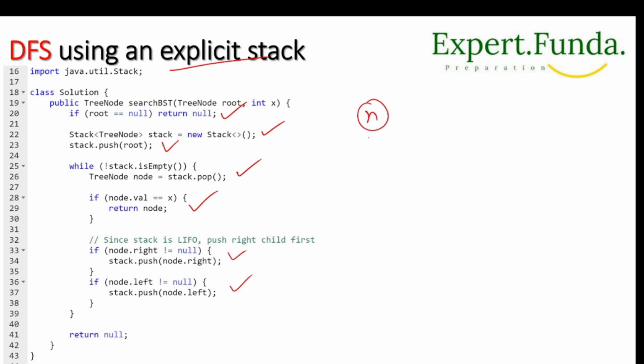If we talk about the complexity, if we have n nodes, the time complexity will become O of n. This is in the worst case when we have an unbalanced tree. For the space complexity, similarly we get O of n in the worst case, because the stack holds all the nodes.